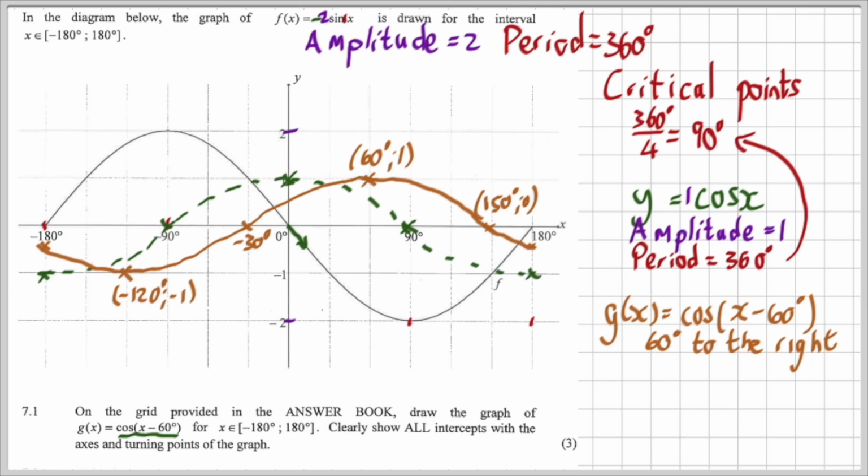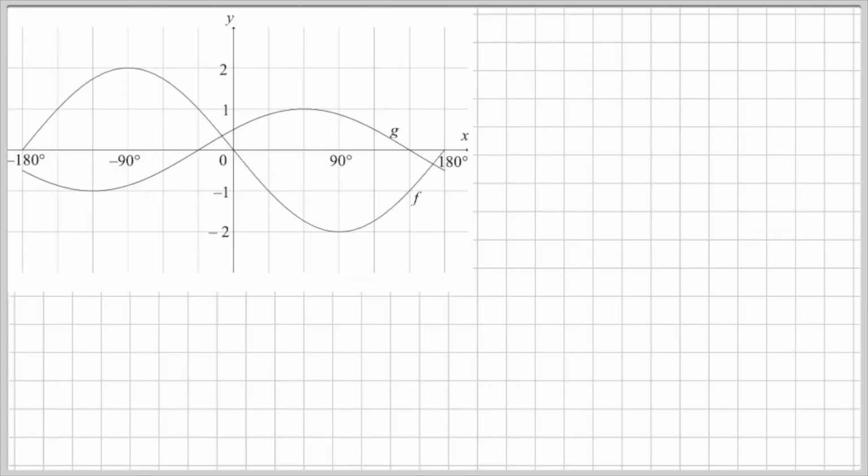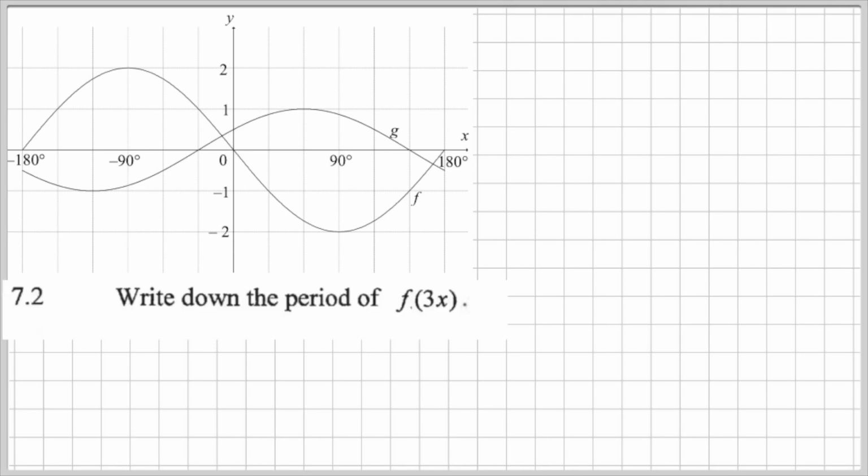Let's look at the next question. I've taken a cleaner sketch that comes from the memo, and I'm going to answer the questions that are coming up from here. So question 7.2 asks, write down the period of f of 3x.